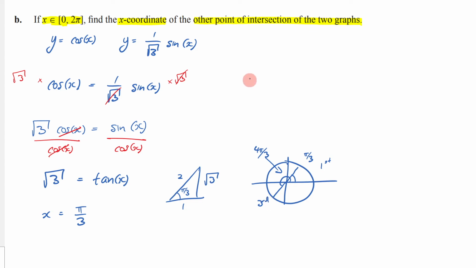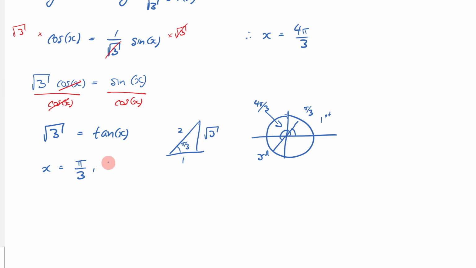So therefore, my answer is going to be when x is 4 pi on 3. Because that's the second time I'm going to get tan of 4 pi on 3 as being the square root of 3. So you have to think about which quadrant you're in in order for this to work. So when I'm in my third quadrant, I know that this is 4 pi on 3. So that's kind of how you should think through this question here.